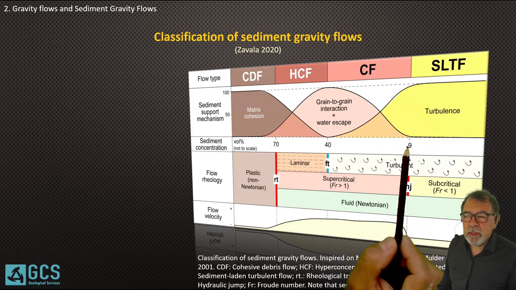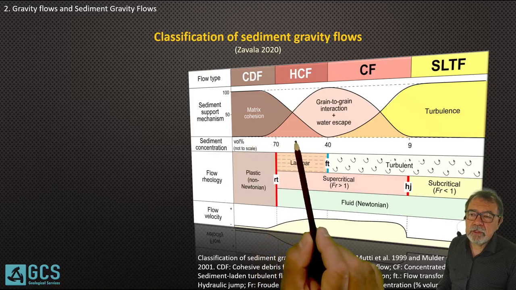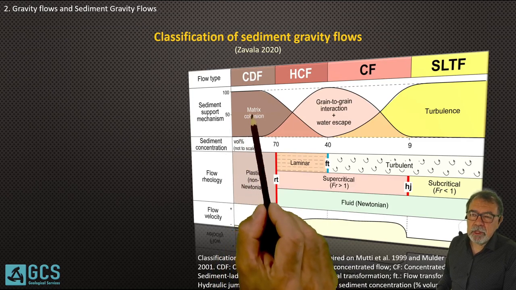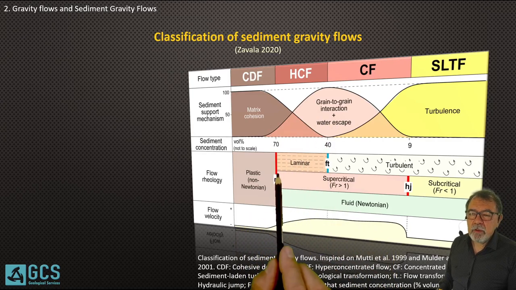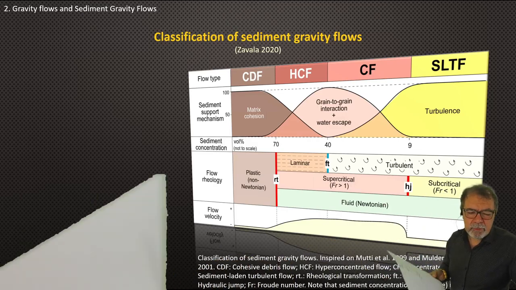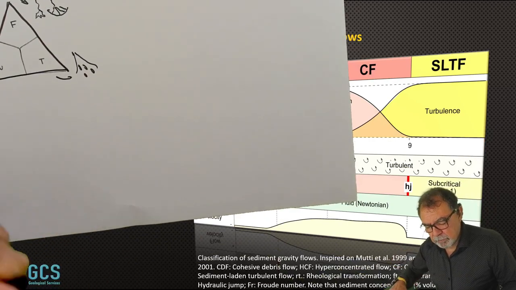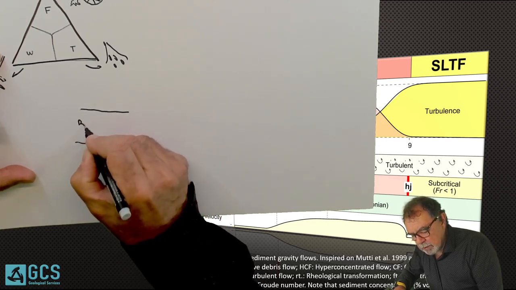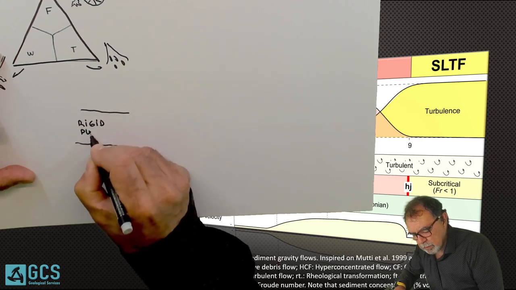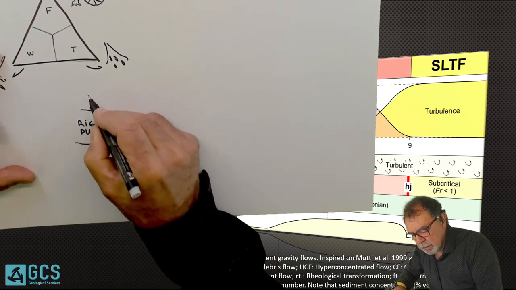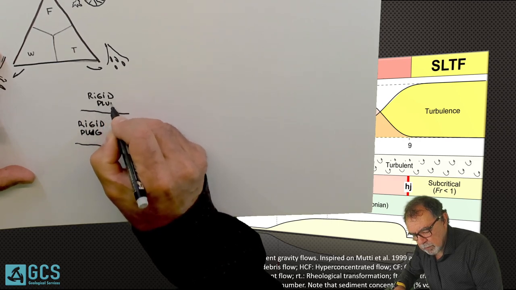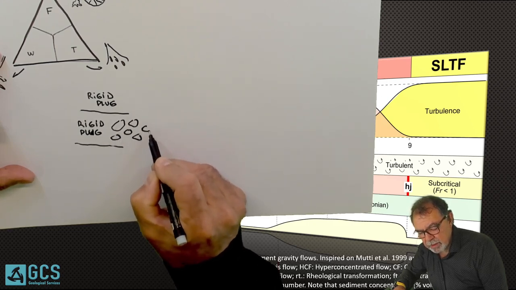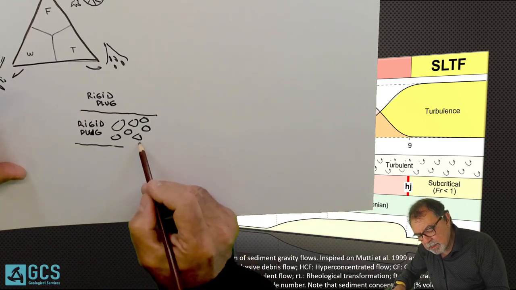As you can see here, you have different sediment concentrations, and sediment concentration decreases as you go, for example, from a plastic flow dominated by matrix cohesion into laminar. So how did this transition happen? This is because in a cohesive debris flow, you have a rigid plug. Rigid plug means that in this part of the cohesive debris flow, the clasts cannot move and interact together. All moves as a single mass of sediment.